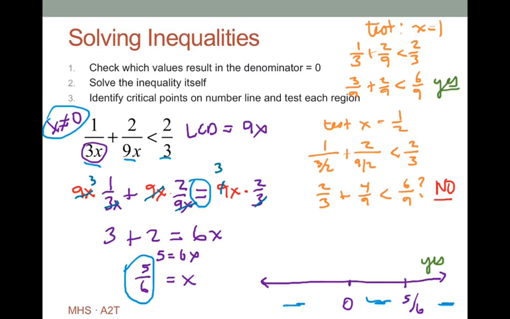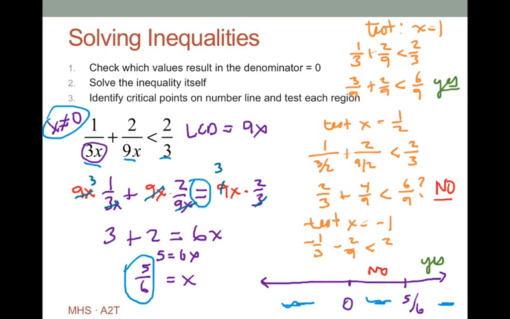I'm trying to get close to a common denominator, so I get, let's see, 6/9 plus 4/9 is less than 6/9. And no, that's not going to be true. Okay, so that region is a no. And then let's test to the left of the 0. Let's try with x equals -1.